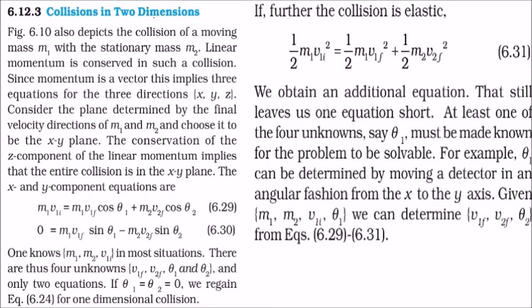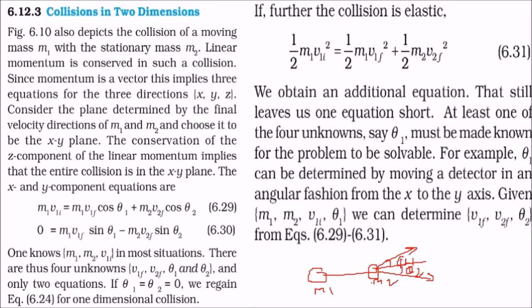Collision in two dimensions. So we have seen a figure which is coming like this. There is a mass striking here. The masses are going like this. This is theta 1, this is theta 2. Now when we are talking about two dimensions, this is M1, this is M2. M1 is coming and M2 is stationary.